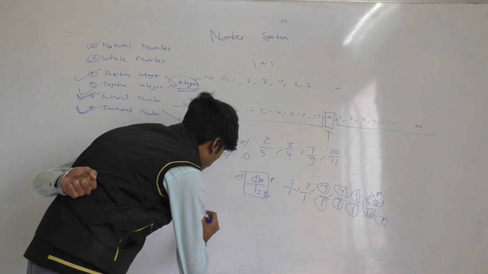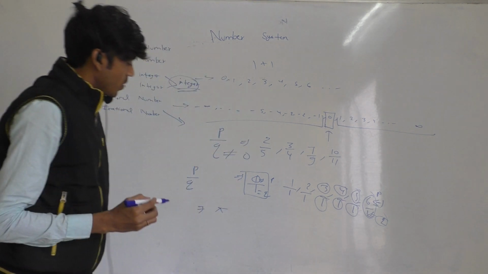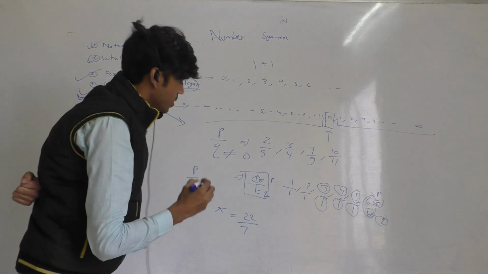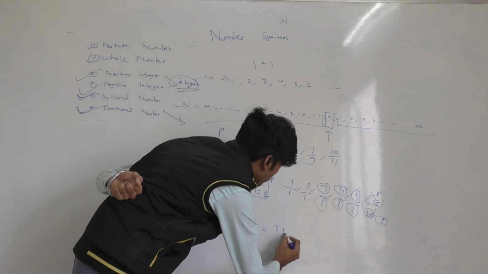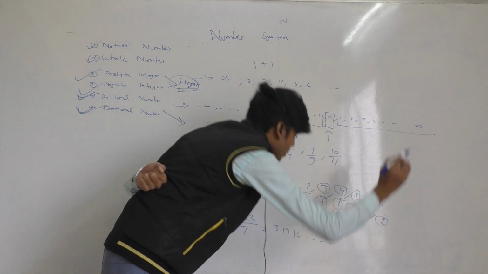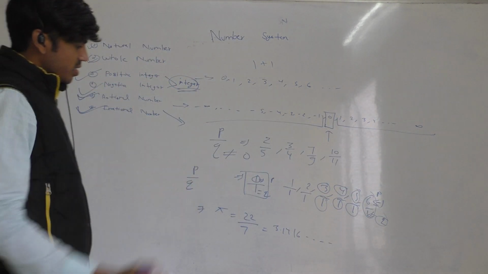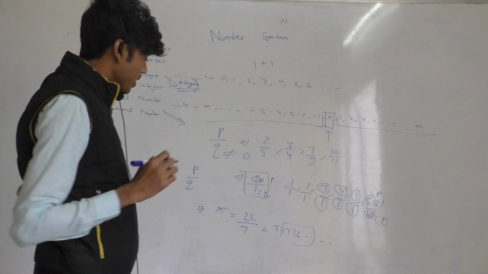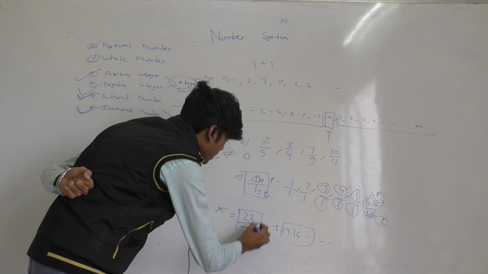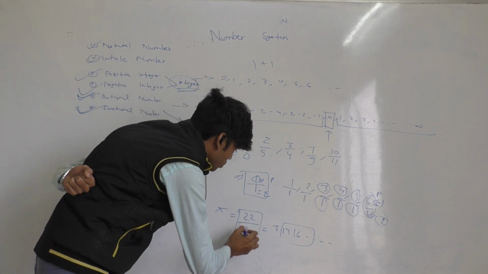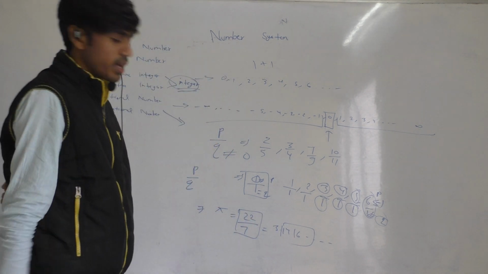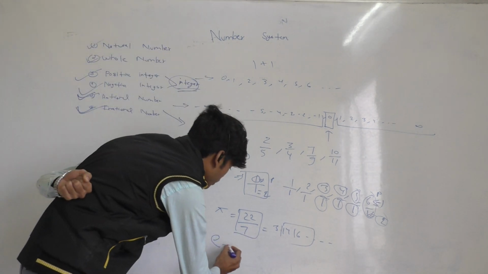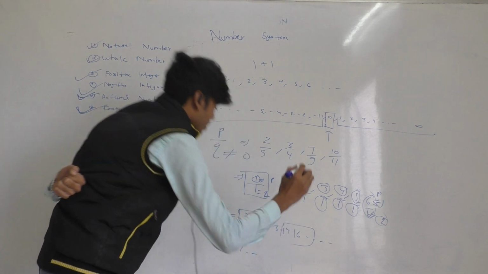For example, pi. The value of pi is approximately 22 by 7, or 3.1416 and so on. It is written this way normally, but there is no definite pattern to the value of pi, so it is an irrational number. We cannot write pi equals 22 by 7. It is an approximate value of pi. In the same way, e is also an irrational number. The value of e is 2.7 something.